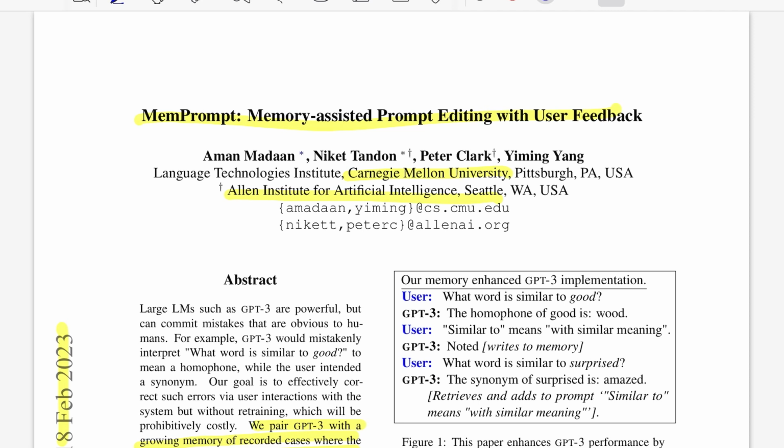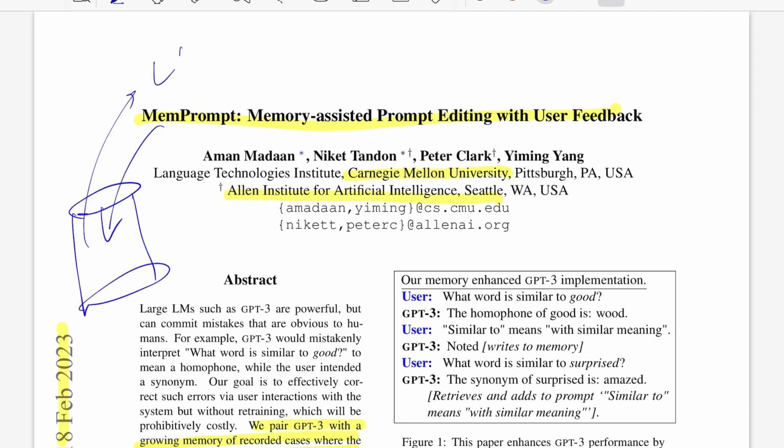So they come up with a technique of creating a memory based on the user feedback that the user wants to give to the large language model, in this case GPT-3, on the fly, without getting into the trouble of retraining it again. So let's try to understand this through an example.